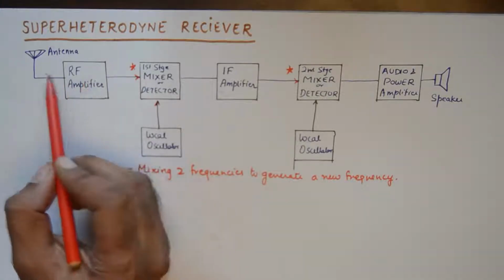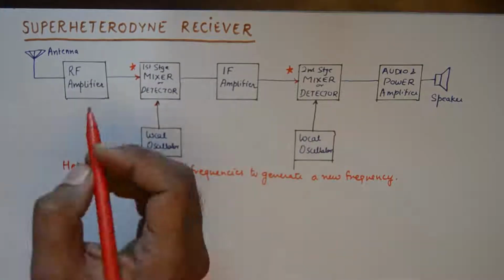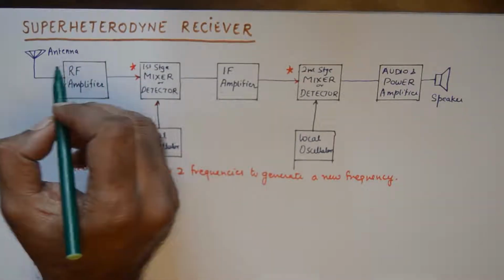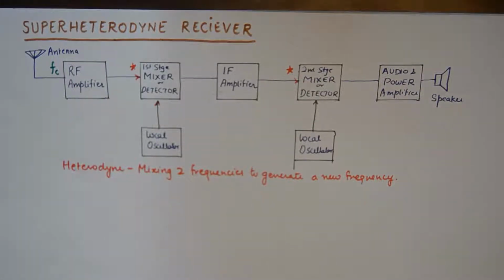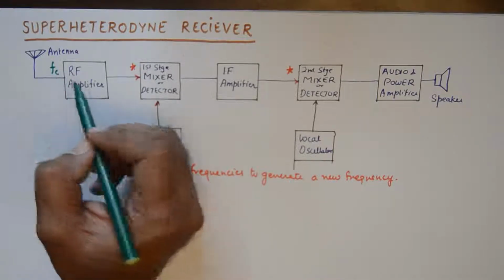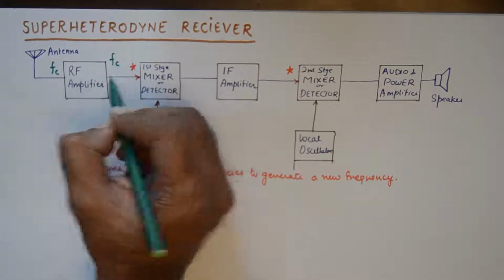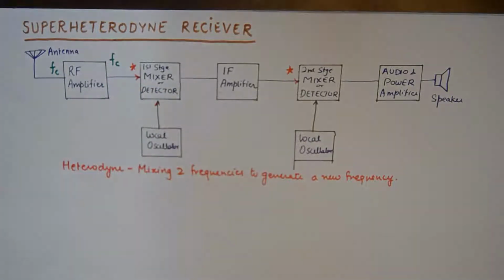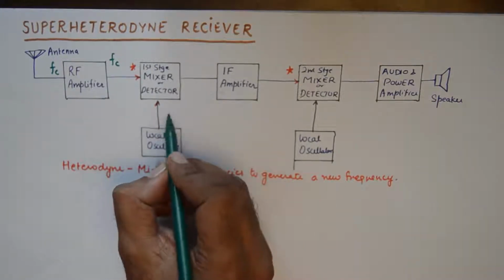By the way, if you've seen the previous video, we know that the antenna is responsible for receiving the electromagnetic signal, and it is responsible for receiving FC, which is the carrier frequency of the desired station. So FC is received by the antenna, which is further amplified in amplitude only. So what we get at the output of the RF amplifier is the carrier frequency. Now over here we have a local oscillator which will produce a fixed frequency of FL.